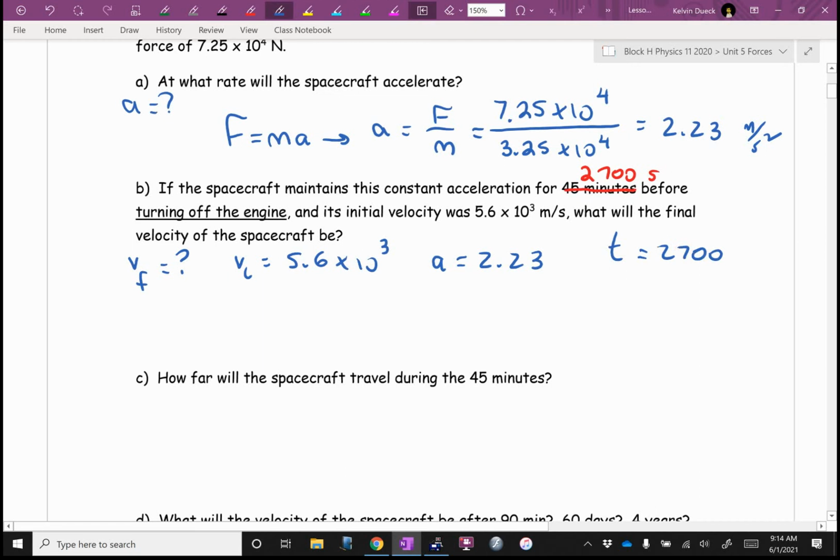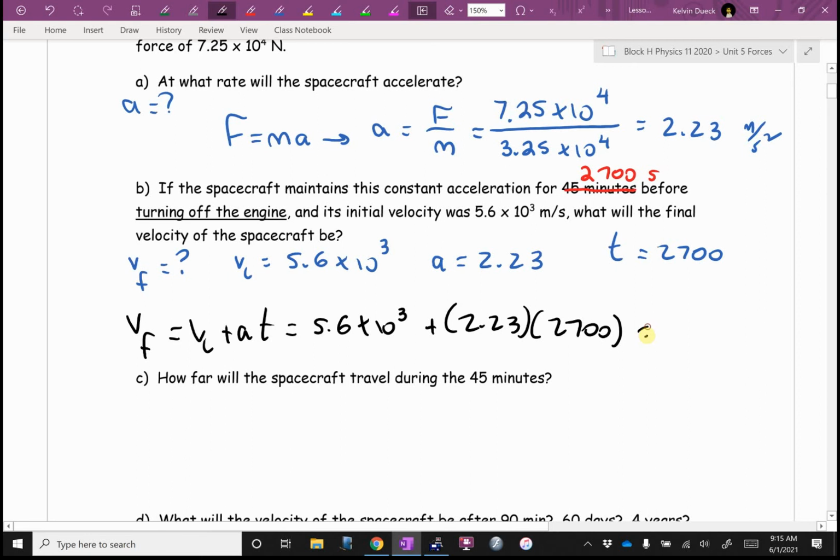I don't know. Liz, which equation? Easiest one. Probably you've ended up memorizing that one out of laziness. And again, that's the only reason you should memorize stuff, because you get sick of looking it up. VI plus AT. So it's going to be 5.6 times 10 to the 3rd plus 2.23 times 2,700.